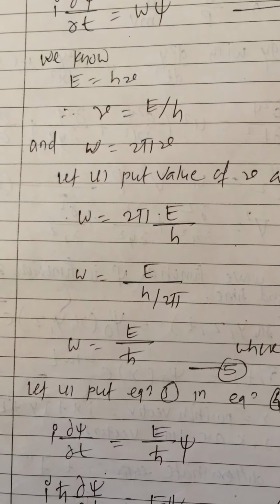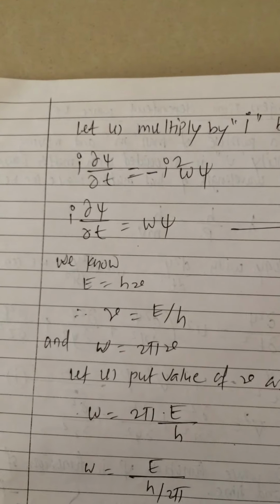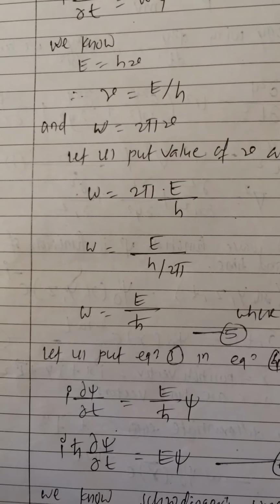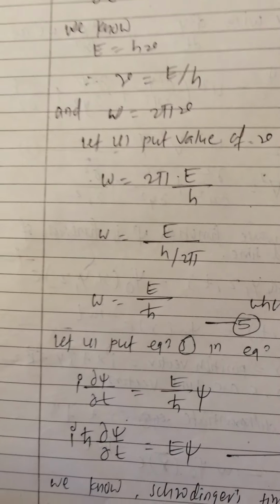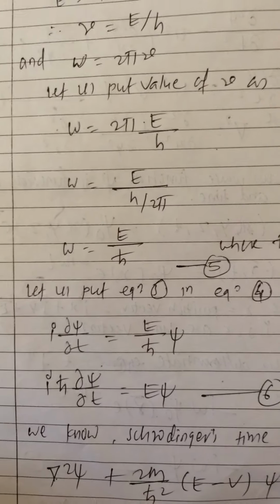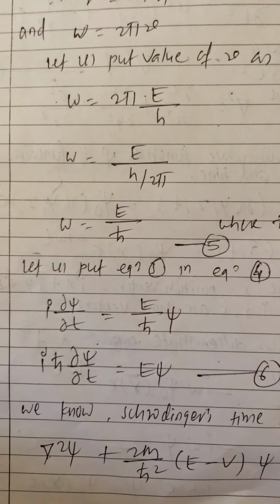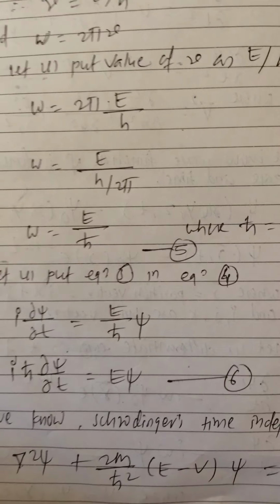Let us put this value of omega in the above equation. Which equation? i ∂ψ/∂t is equal to ωψ. So by putting this value, the equation will become i ∂ψ/∂t is equal to E upon h cross ψ. The value of omega is E upon h cross. So let us take h cross on the left side. i h cross ∂ψ/∂t is equal to Eψ.